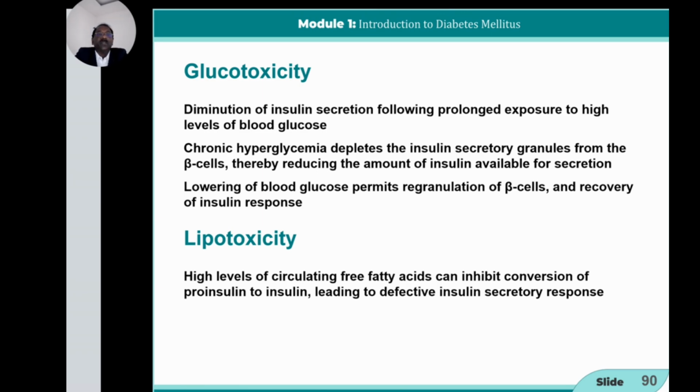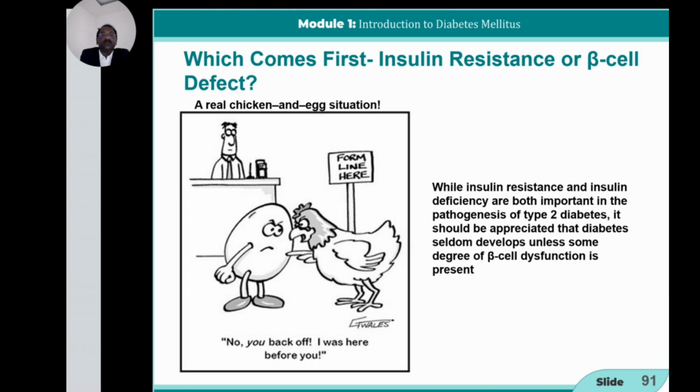Insulin. So lipotoxicity, so more lipids. What is the antidote? Statins. So this is a very good question.